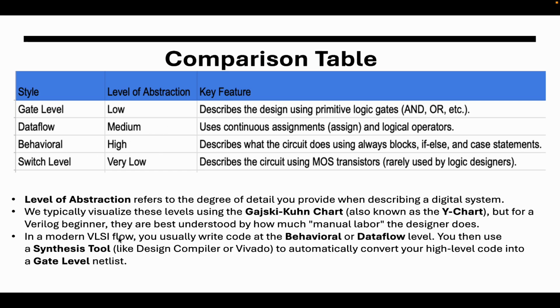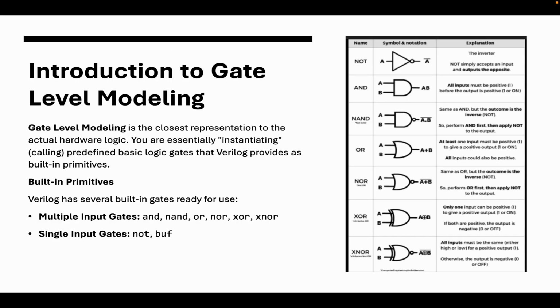In the modern VLSI flow, you can usually write the code at the behavioral or data flow level. You then use a synthesis tool like Design Compiler or Vivado to automatically convert your high level code into a gate level netlist.